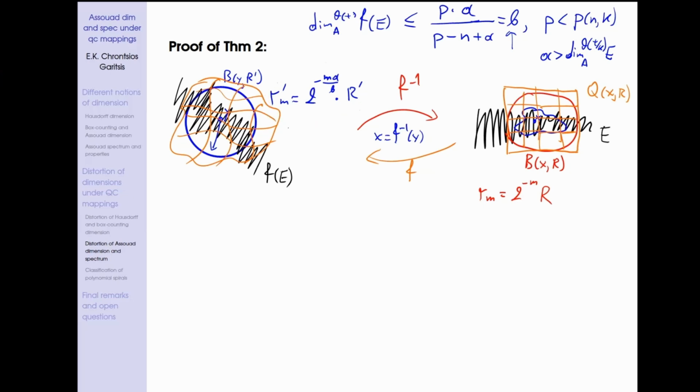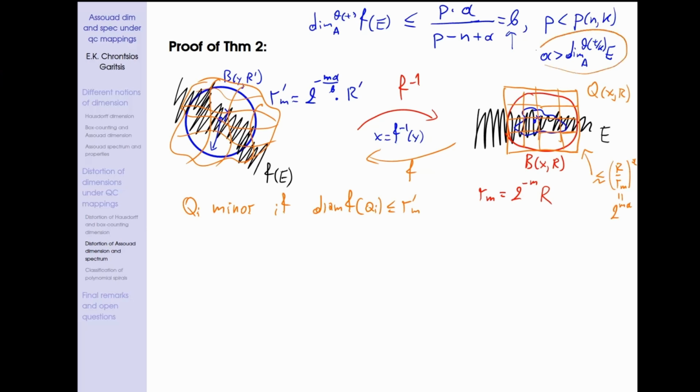Well, let's say Qi is minor if the diameter of the set we get when we apply F to that cube is at most R prime M. Those cubes we can use straight away, and we can count them because we can count how many cubes we need here. We would need approximately, or at most, R over Rm to the alpha, which is just 2 to the M alpha.